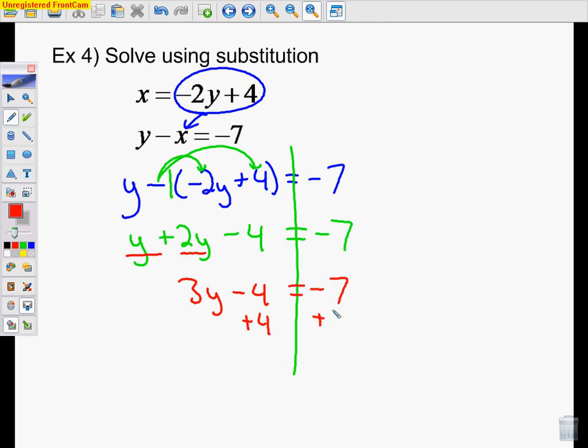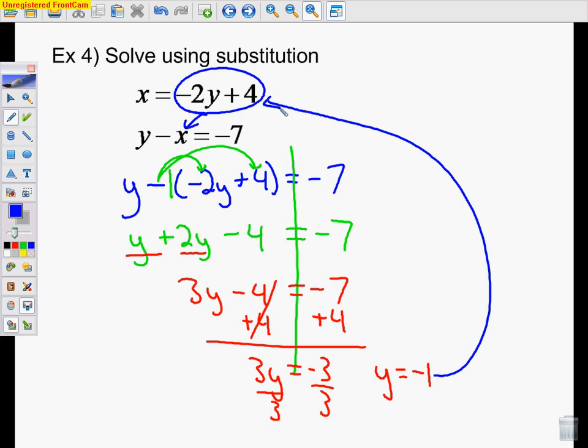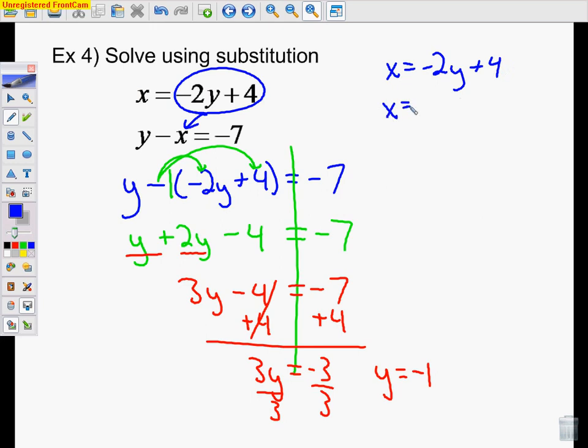Add 4 to both sides to solve for y. So we get 3y equals negative 3. Divide by 3 on both sides, we get y equals -1. Now that you know that y is -1, you take that value and you plug it in to find the x. So x equals -2y plus 4, and we know that y is -1. So we simplify. -2 times -1 is +2, and 2 plus 4 is 6. So our answer, 6 for x, -1 for y.